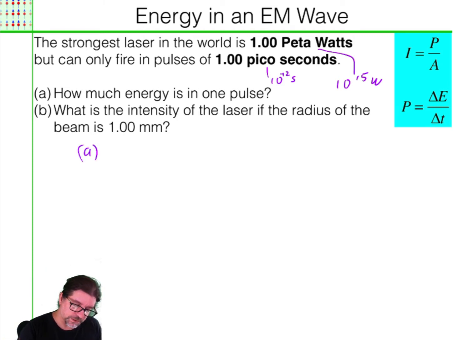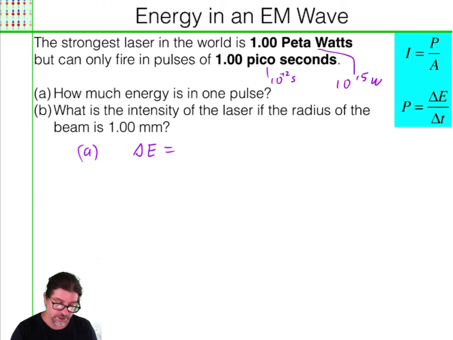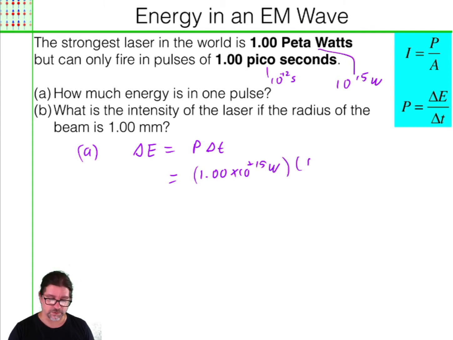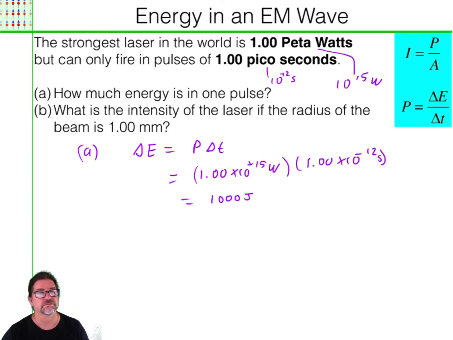So let's see, what is the energy in 1 pulse? From the equation for power, we have that the amount of energy would be equal to the power times the amount of time. So the power is 1.00 times 10 to the plus 15 watts. And the time is 1.00 times 10 to the minus 12 seconds. So the energy in 1 picosecond pulse will be about 1,000 joules. All right. What is the intensity?